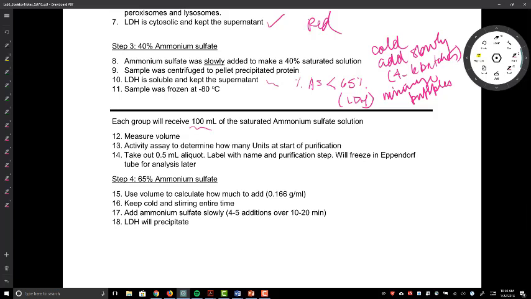So you're going to measure the volume to make sure it's 100 mils. Maybe you have 101, maybe you have 98, fine. You're going to measure the volume, and then you're going to run an activity assay to determine how many units are present at the start of the purification.